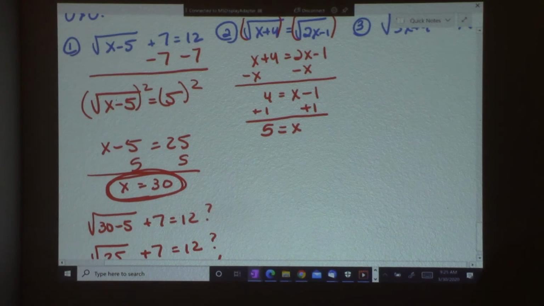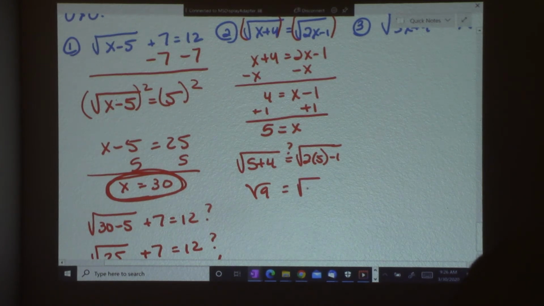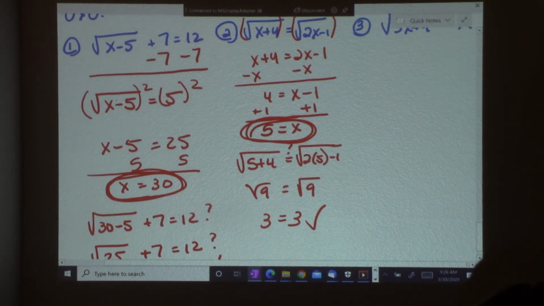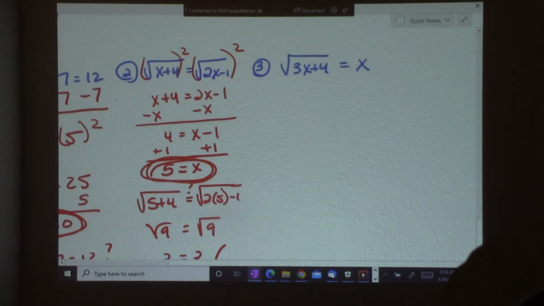All right, you should be checking your work. Now let's see if that's true. The square root of 5 plus 4, does that equal the square root of 2 times 5 minus 1? Is that true? Well, 5 plus 4 is the square root of 9. 2 times 5 is 10, minus 1 is also the square root of 9. They're both positive, so yes, x does equal 5. Okay, check your work on that one.